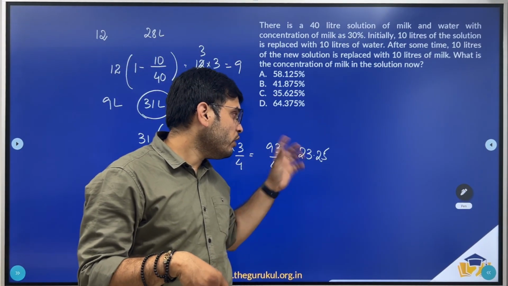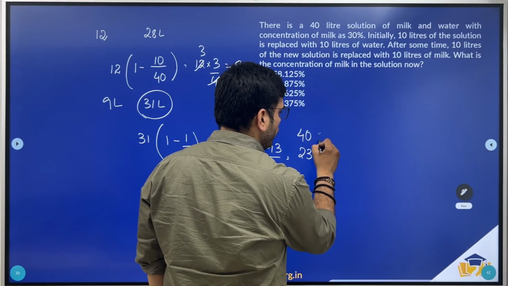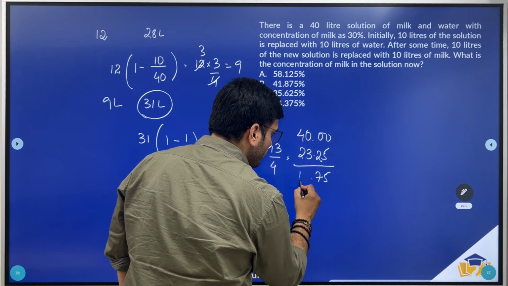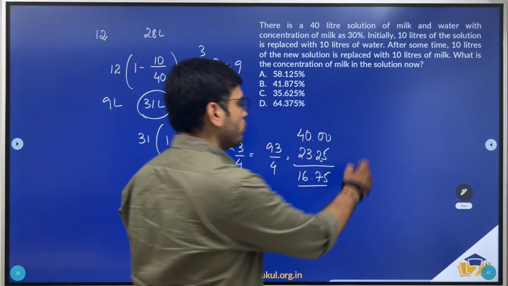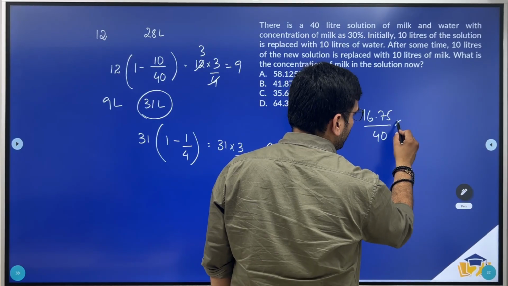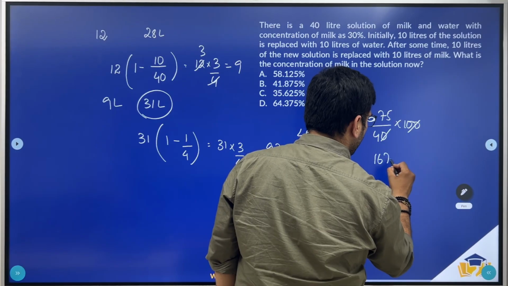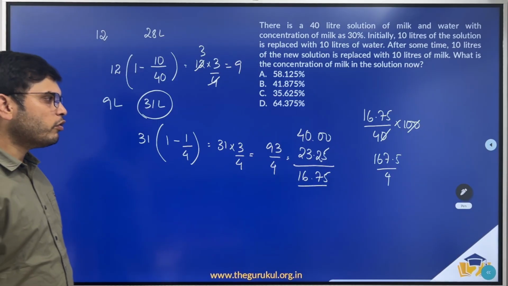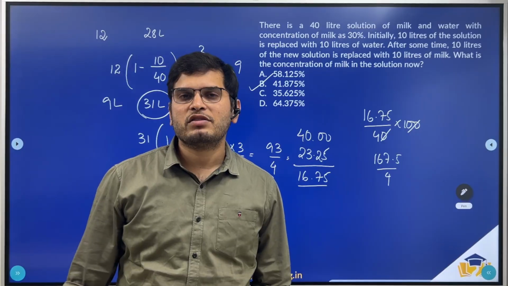Now if the amount of water is 23.25, the amount of milk would be 40 minus 23.25. This will be 16.75. Now what was asked? What is the concentration of milk in the solution now? 16.75 by total volume 40 into 100, so 167.5 by 4. Now this should be close to 40s. So you have only one option. Option B, 41.875 should be the answer to this question.